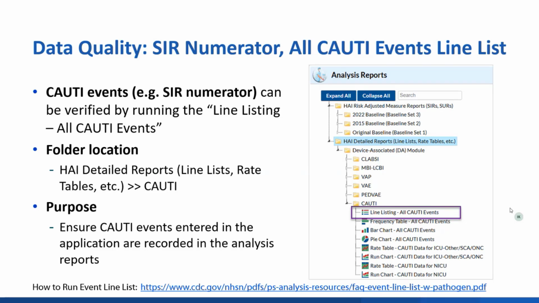The purpose of reviewing this line list is to verify, again, that all your CAUTI events have been entered into the application, and they're properly recorded, and they are reflected in your analysis reports. This is a key step to maintaining data quality and consistency, especially before generating your SIR reports. By routinely checking this list, you can catch data entry errors, confirm that all events are accounted for, and ensure that what's in the system matches your facility records. And we also have detailed quick reference guides on how to run the event line list linked on this slide as well.